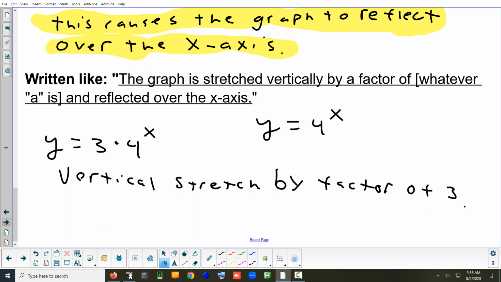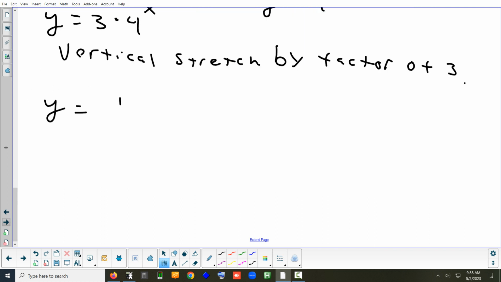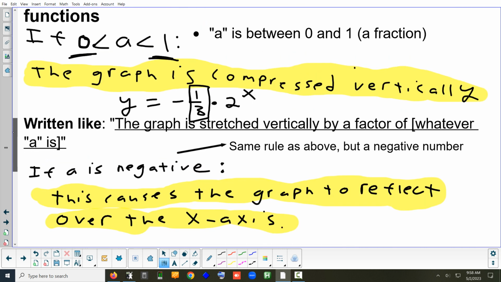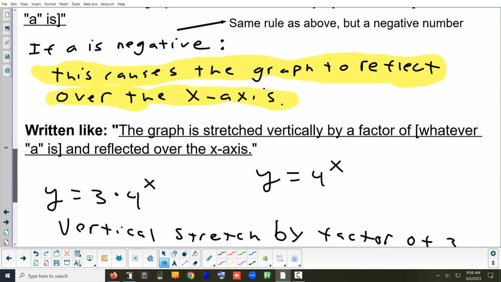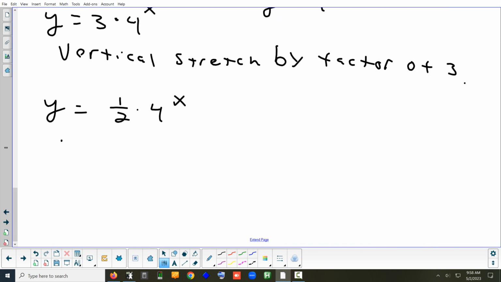All right, so now let's try this one. y equals 1/2 times 4 to the x. How would you describe that one? What would be the sentence you would write? Yep. Graph is compressed vertically by factor. Well, make sure you follow the written like. You always want to make sure we go with what that says. So if you follow that, what does it say, right? The graph stretch vertically of factor.